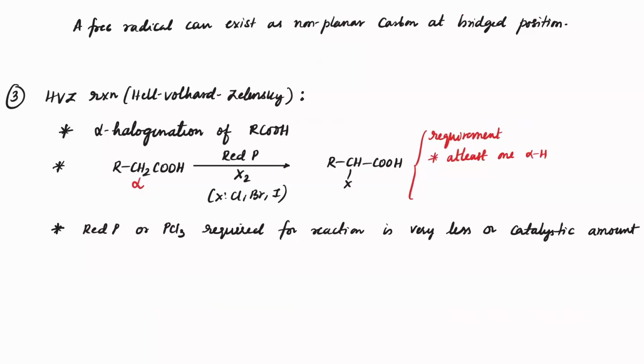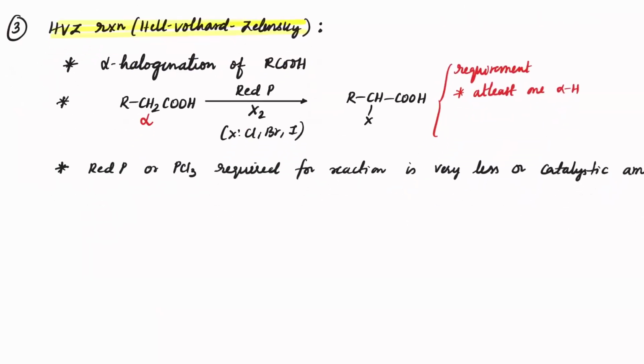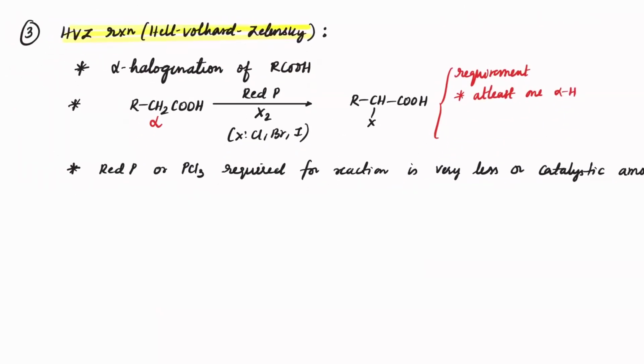Now, in this topic, if there is any new or very specific reaction, there are only two reactions. One is the Hoffmann bromamide degradation, which I told you, and another is the HVZ reaction, the Hell-Volhard-Zelinsky reaction. The idea of this reaction is that we are making an alpha halogenation on the acids. For alpha halogenation to be done, we must first have an alpha hydrogen present. That's the requirement, at least one alpha hydrogen.